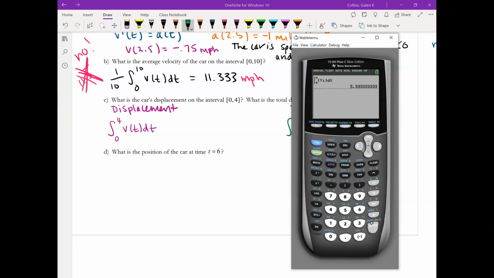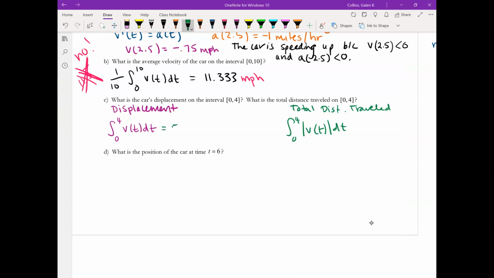All right, so my displacement is about 5 1/3. Oops, that's going to drive me crazy. Again, I'm not using a repeating bar. I wouldn't use a mixed number either. Just use the decimal, but take it out to 3. 5.333, and remember that is in miles.